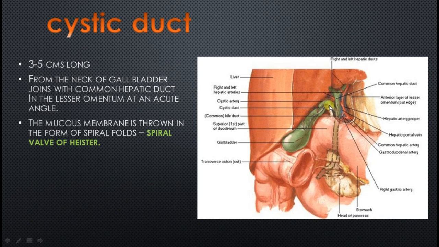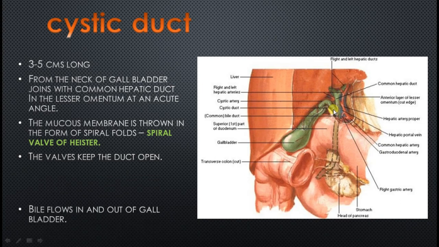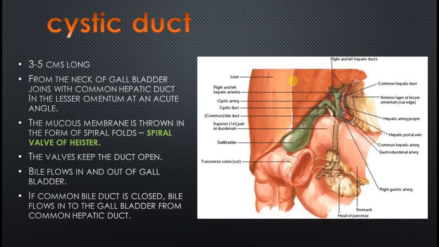If you look at the interior of the cystic duct, the mucosa is thrown into numerous folds, which are called the valves of Heister, H-E-I-S-T-E-R. They help to keep the cystic duct patent, always open, so that the walls do not get approximated. This is also responsible for delivering the bile in squirts, like ink projecting from an ink tube. So the valves of Heister keep the duct patent or open.